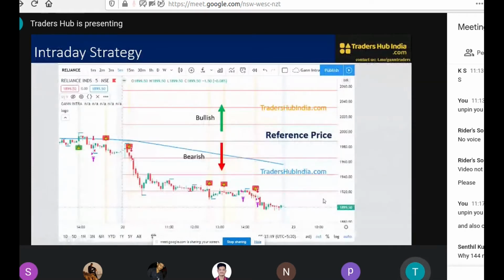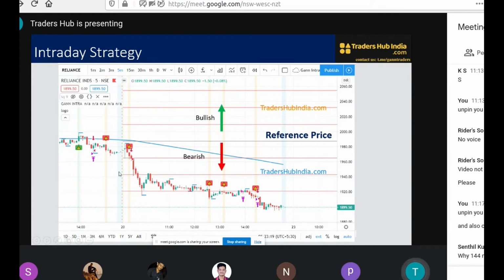So I want to show, this is the indicator. This black color line is the reference price. Above the reference price, the stock is highly bullish, and below the reference price, the stock is highly bearish. It will give the signal first, which means the trader should be alert for taking the trade.